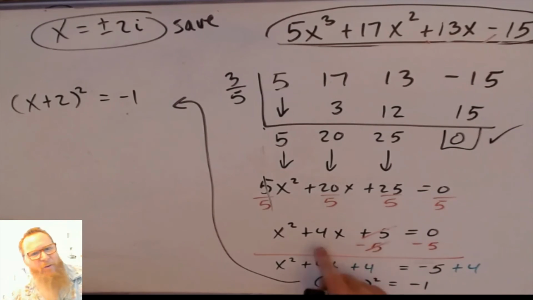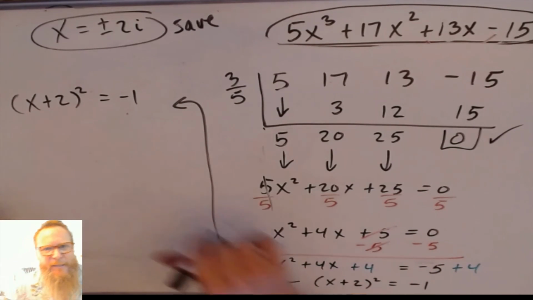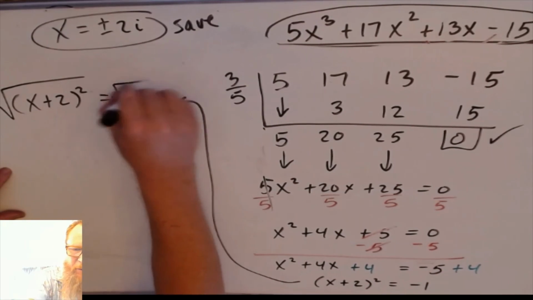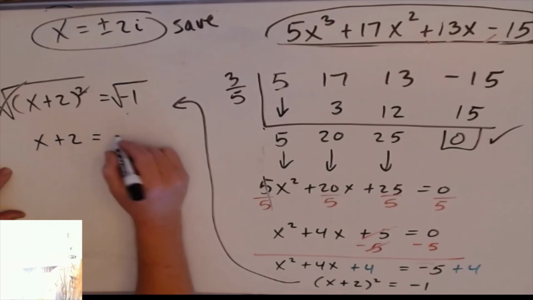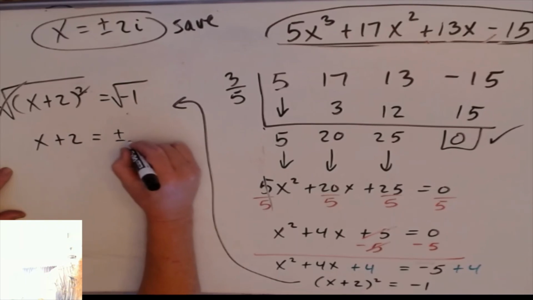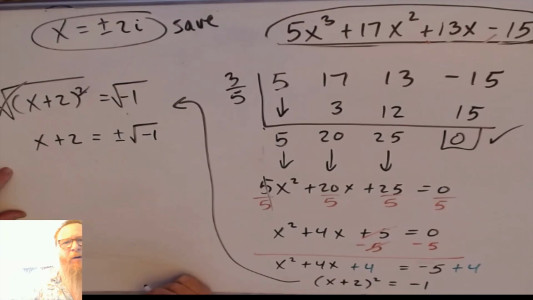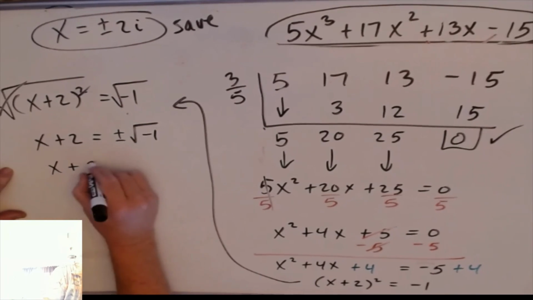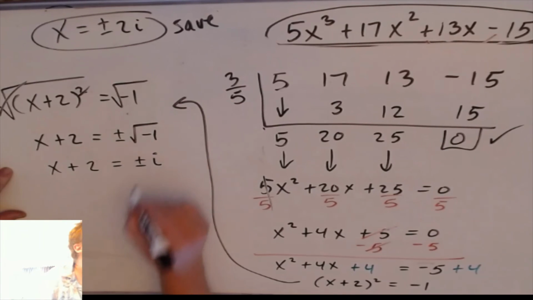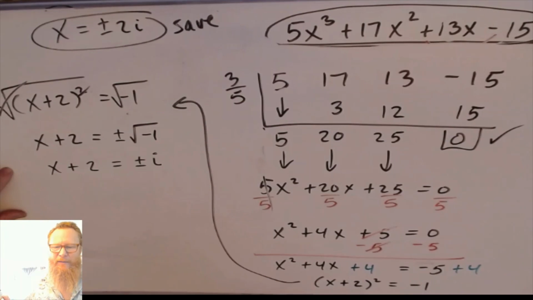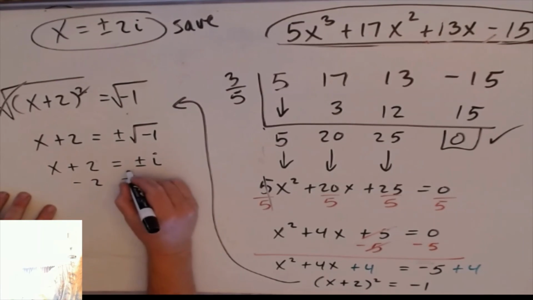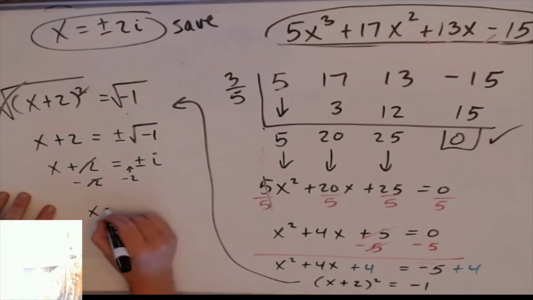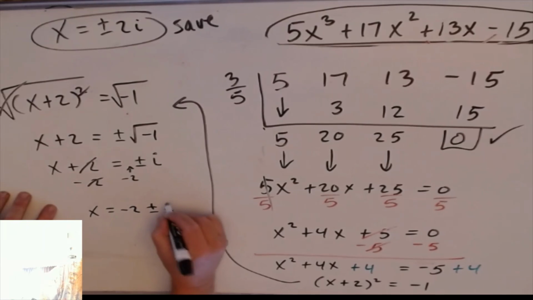And if you prefer the quadratic formula, go right ahead. You'll get the same answer. Take the square root of both sides. x plus 2 is plus or minus the square root of -1, which is plus or minus i. And we're done. Move the 2 to the other side. And there you go.